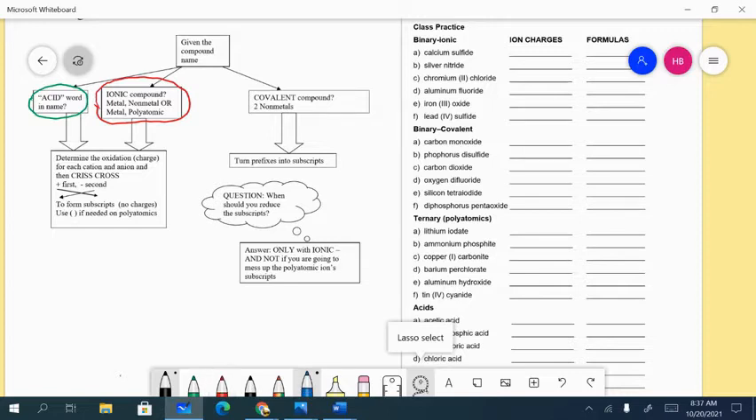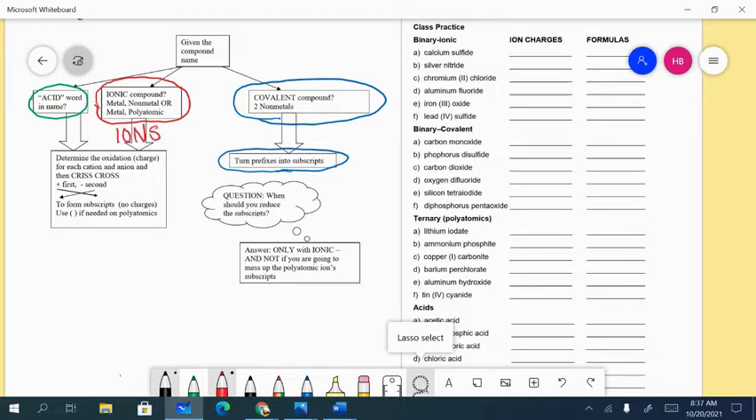Or is it covalent, meaning that it starts with a non-metal? These are the easiest ones. If you have a covalent compound, you simply turn the prefixes into subscripts. So you read it and write it down. If it's an ionic compound, you need to use the ions. That's because we need to balance the charges. There has to be as many positives in front as there is negatives in back.